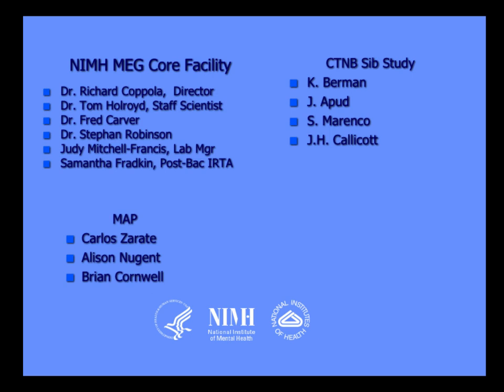The sibling schizophrenia data was from what's now called CTNB, which is Dr. Karen Berman's lab. And the other data was from Mood and Affective Disorders, what was at that time called the Mood and Affective Disorder Program, which was Carlos Zarate, Allison Nugent, Brian Kroger, and there's a pile of people. Jess is now with that group. I should update this slide here, it's a little old.